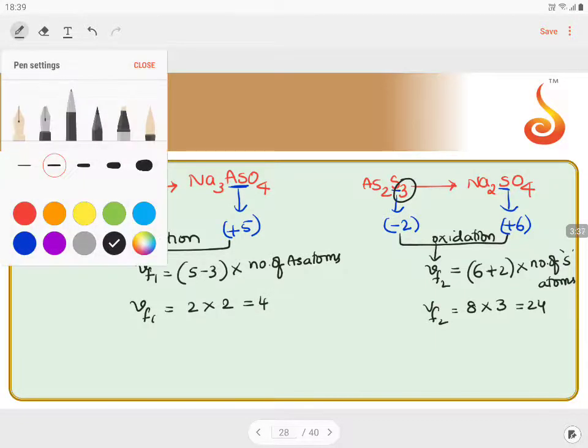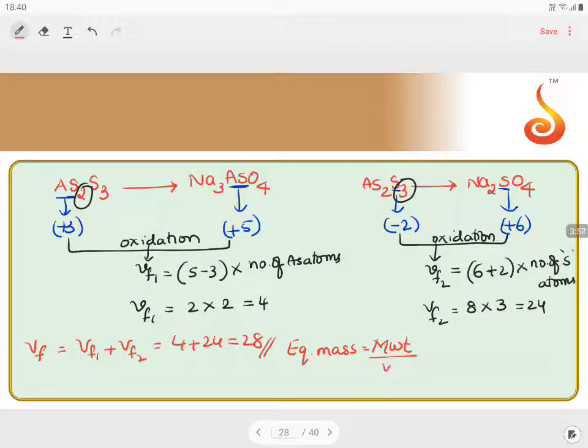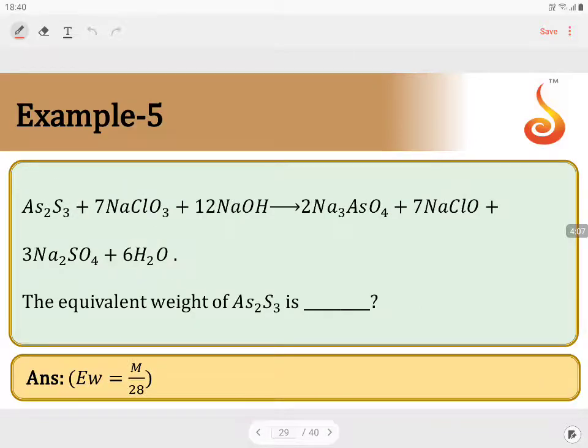Now what we are going to take? We are going to take the answer. Overall valency factor is equal to valency factor 1 plus valency factor 2, which is equal to 4 plus 24, which is equal to 28. After getting this, the equivalent mass is equal to molecular mass by valency factor, which is equal to molecular weight by 28. So where we have this option, molecular weight by 28 is your answer.